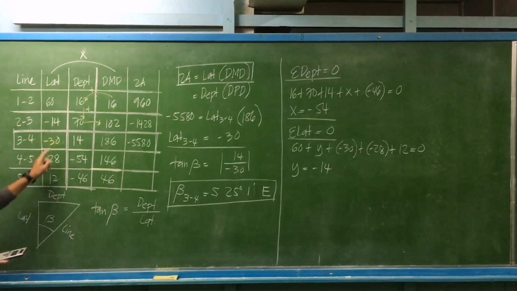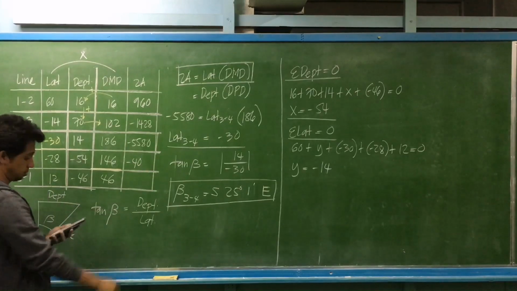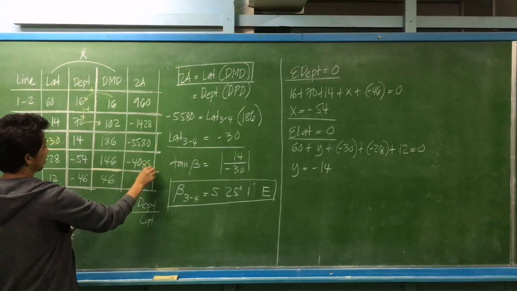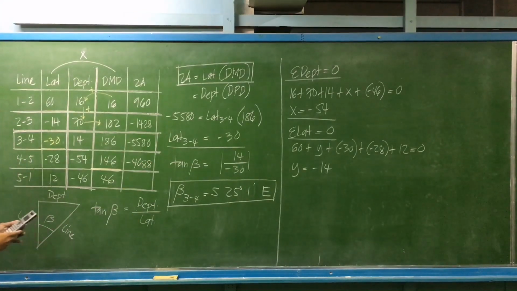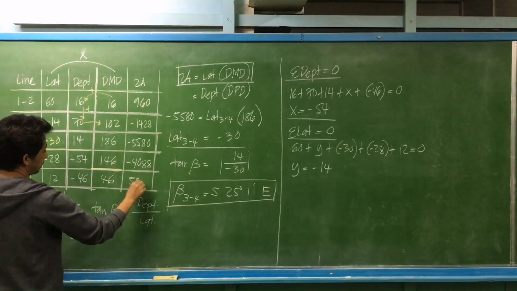That is correct. Negative 30, okay, that's fine. Negative 28, this is negative 28 times 146, which is equal to negative 4,088. Then we have 12 times 46, which is 552.